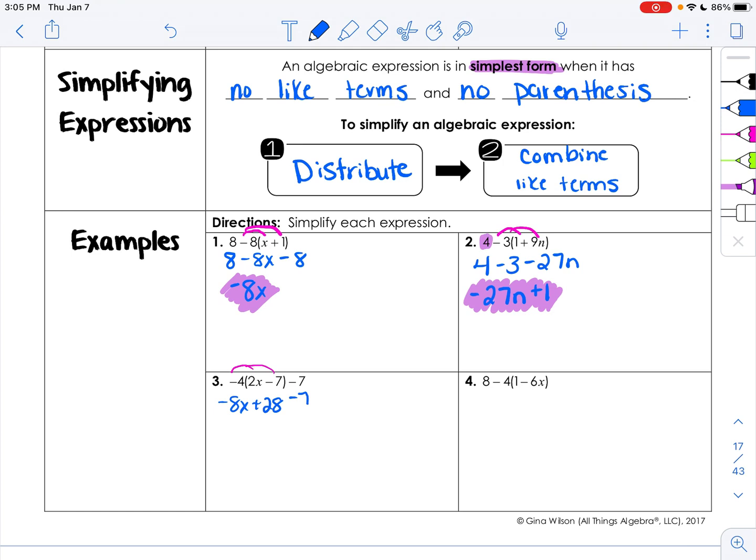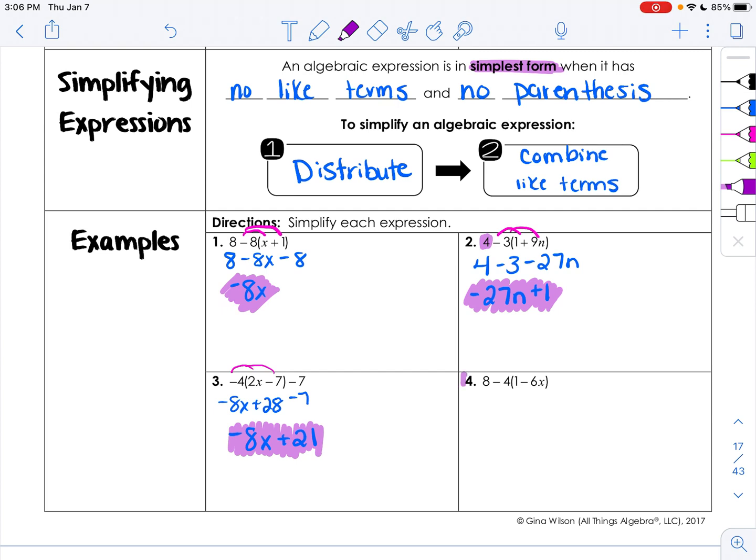Once I've distributed, I check for like terms. My variable term, there's only one, so I bring it down. Negative 8x. My constants are 28 and negative 7. Reading that from left to right, 28 minus 7 is a positive 21. So final answer simplified is negative 8x plus 21.